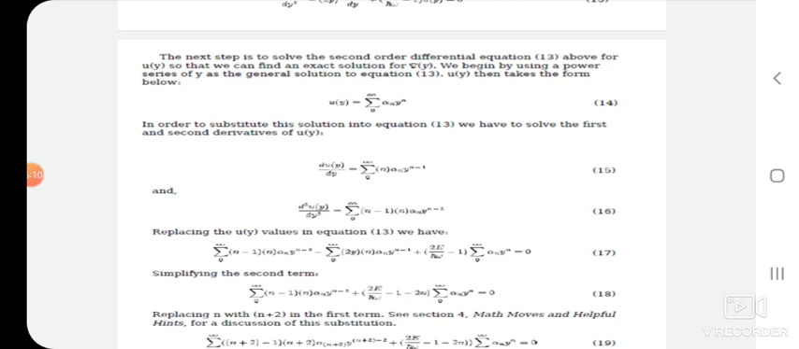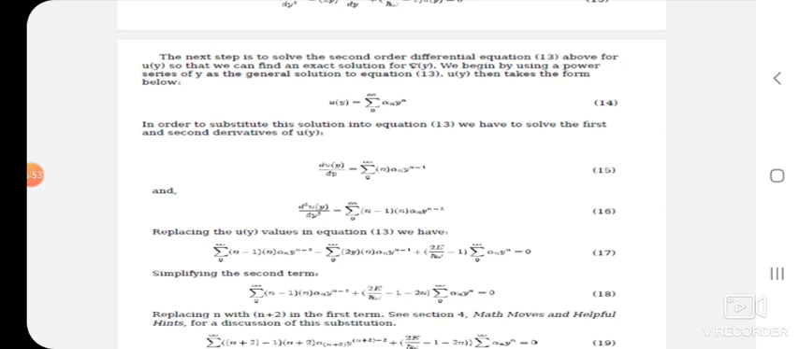In order to substitute this solution into equation number 13, we have to find the first and second order derivatives of u of y. If we differentiate equation number 14, dou u of y by dou y is equal to summation from 0 to infinity of n a_n y raised to n minus 1. Again differentiating equation number 15, we get dou square u of y by dou y square is equal to summation from 0 to infinity of n minus 1 into n a_n y raised to n minus 2.